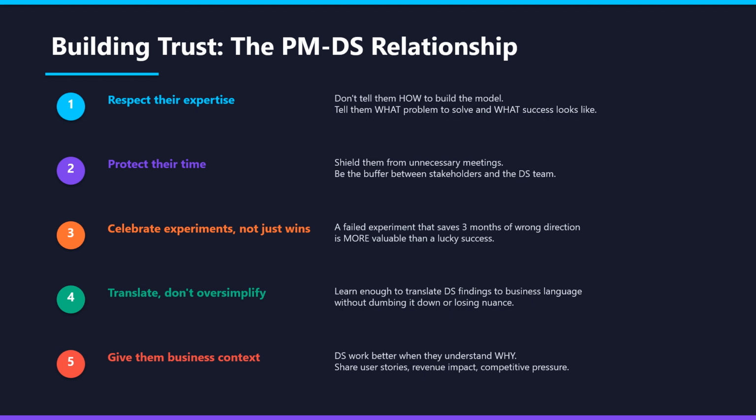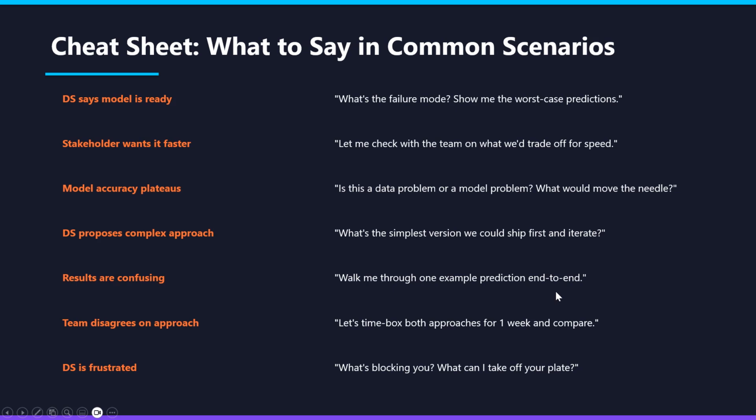So, quickly, I would also want to share a cheat sheet of what to say in common scenarios. The data scientist says the model is ready, then ask: what's the failure mode? Show me the worst case predictions. Stakeholder wants it faster: let me check with the team on what we would trade off for the speed. Model accuracy plateaus: is this a data problem or a model problem? What would move the needle?